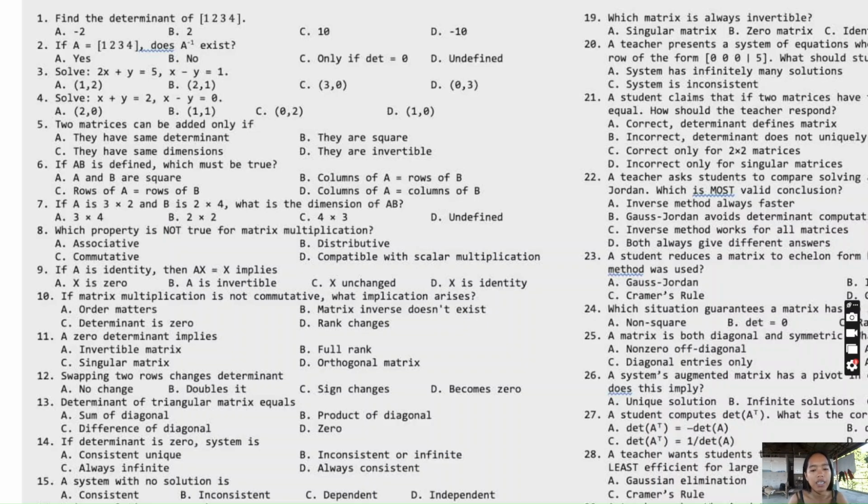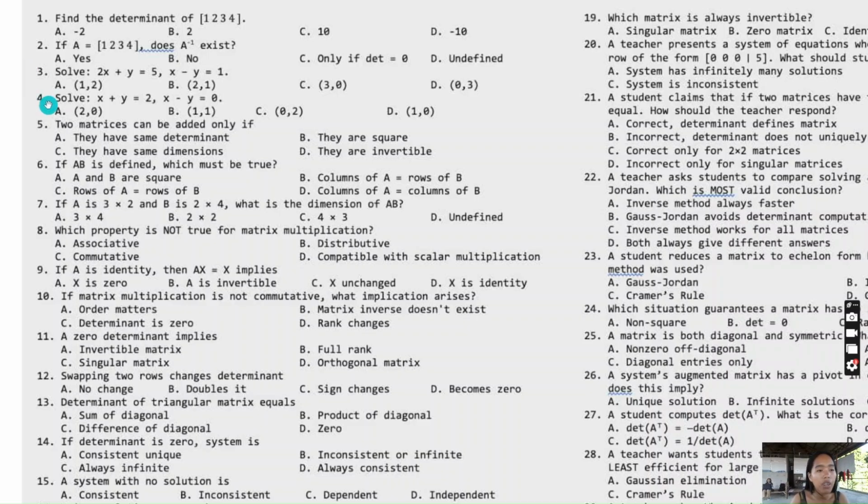To find the determinant of a 2 by 2 matrix, we use the formula AD minus BC. In this case, 1 is letter A, 2 is letter B, 3 is letter C, and D is number 4. So we compute 1 times 4 minus 2 times 3. That gives us 4 minus 6, which is equal to -2. So the determinant is -2.